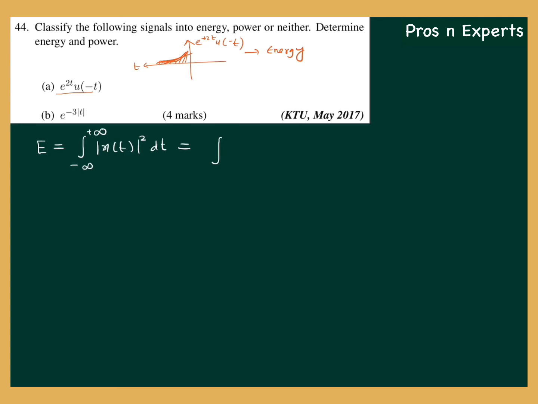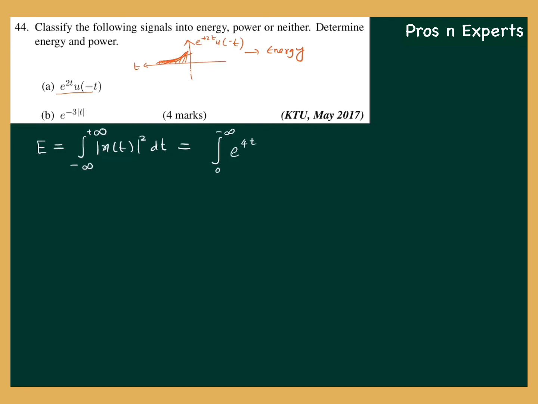The limit of the integral should be from 0 to minus infinity, right? 0 to minus infinity, because the signal extends only from 0 to minus infinity. Okay, so 0 to minus infinity, x of t square. What is x of t square? It is e raised to 4t.